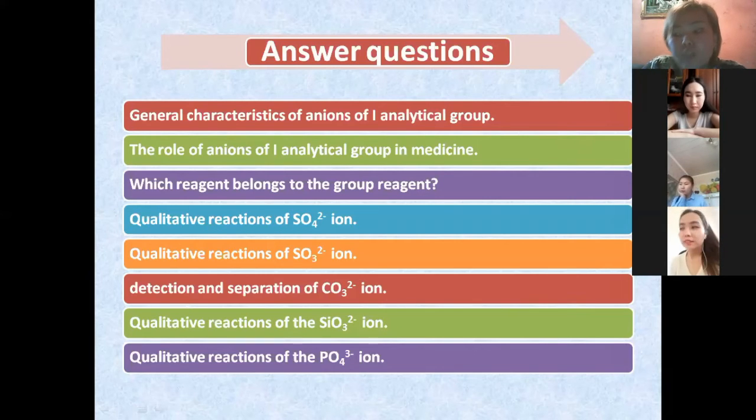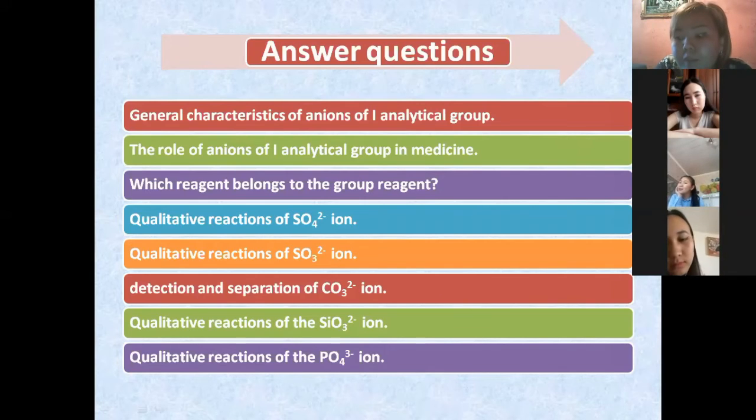Understand. Okay, the third question, Arujan will continue to answer. Which reagent belongs to the group reagent? I think that a group reagent is a reagent that, when reacted with all ions present in a particular group, will give the same reaction. Ions present in other groups will not give that reaction, and that's how ions are differentiated, and that is the basis of salt analysis. That's all. Pretty good.